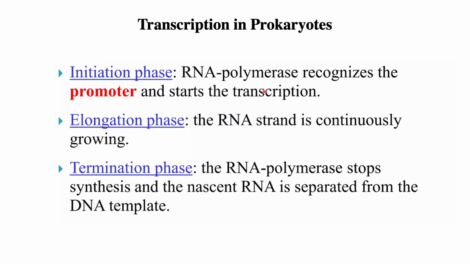Transcription in prokaryotes consists of 3 stages. So first is the initiation phase, where the RNA polymerase enzyme recognizes the promoter in the DNA and starts the transcription. Next is the elongation phase, where the RNA strand is continuously growing as it is being synthesized. The final one is the termination phase, where the RNA polymerase stops the synthesis when it reaches the stop site in the DNA, and the nascent RNA is separated from the DNA template.